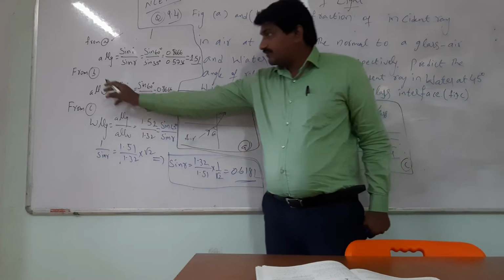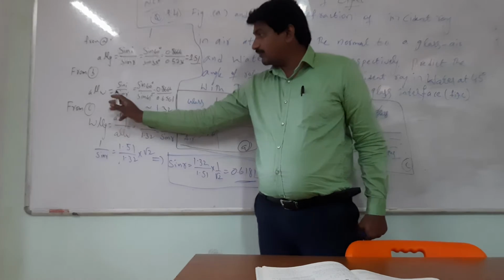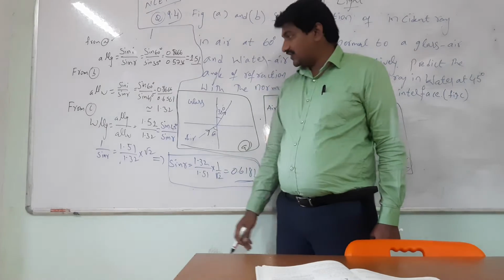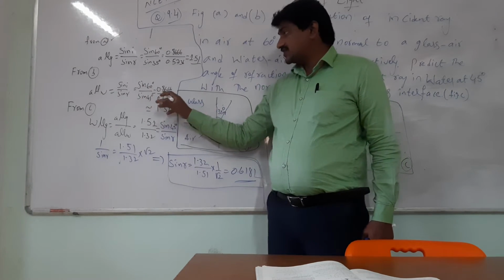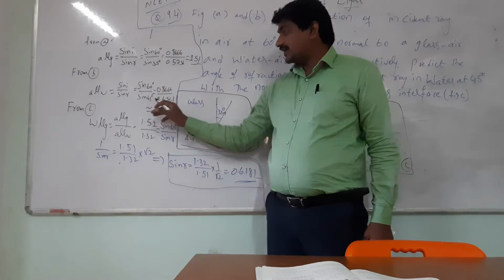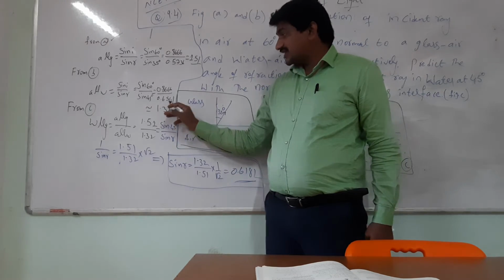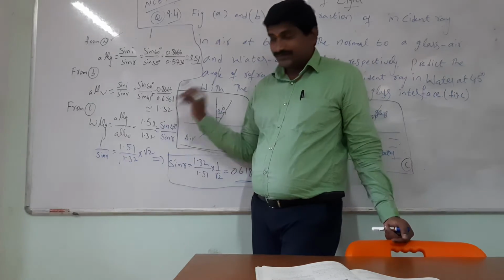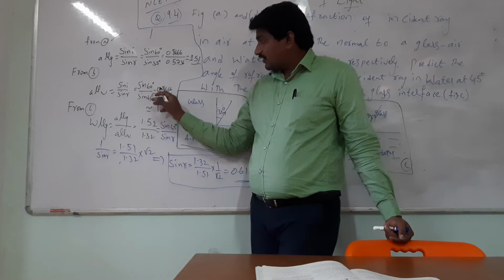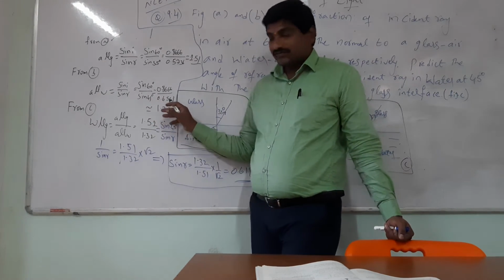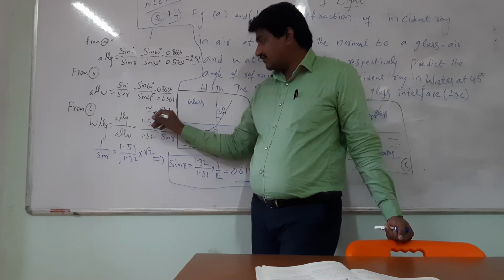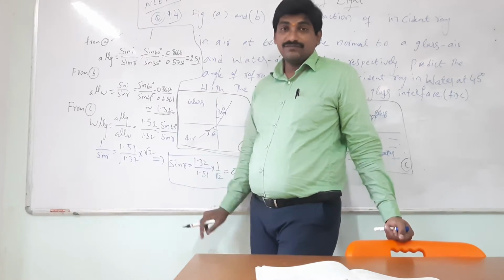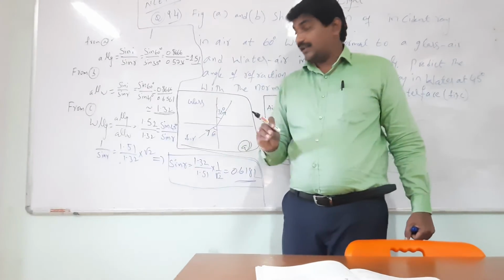In the same way from B, by using Snell's law, a mu w equals sin i by sin r, which is equal to sin 60 by sin 41. We can write sin 60 is 0.8666 and sin 41 is 0.6561. This in decimal I have written. So if you divide 0.866 by 0.656, we have 1.32, which is the refractive index of the water medium when light ray is incident from air.